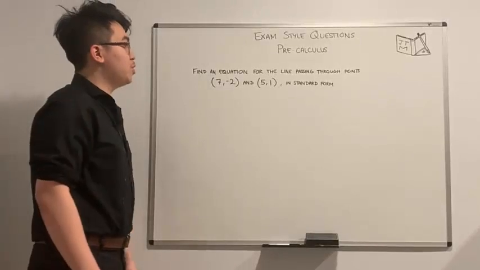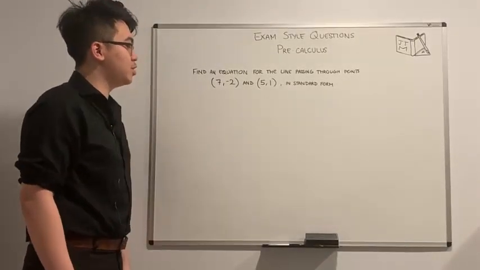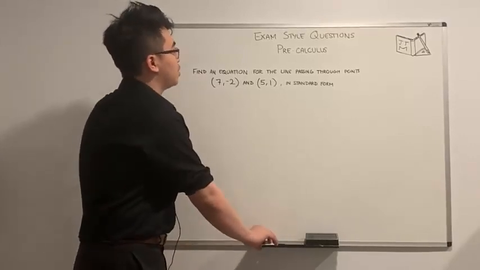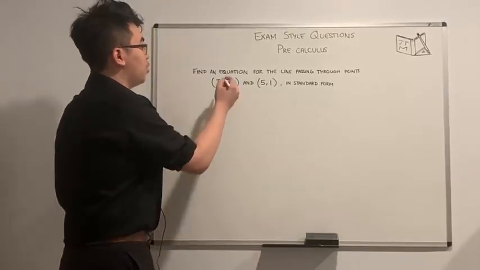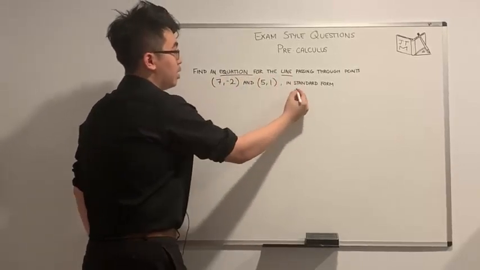We're going to find an equation for the line passing through points (7, -2) and (5, 1) in standard form. When I looked at this question, I noticed a few important keywords here: equation for the line and standard form.